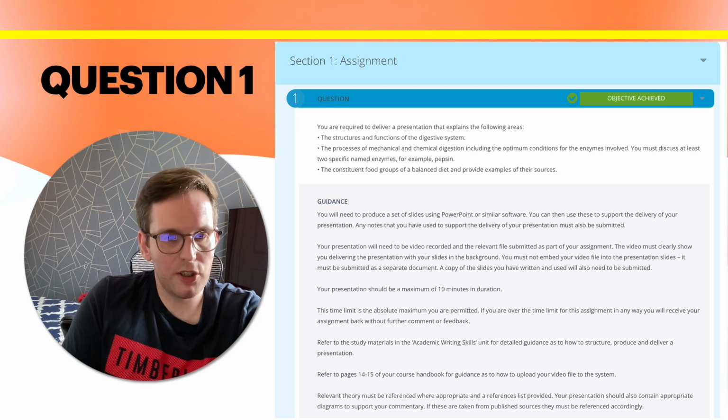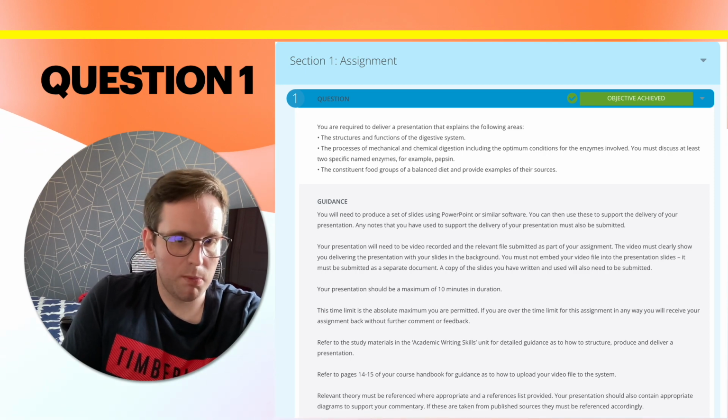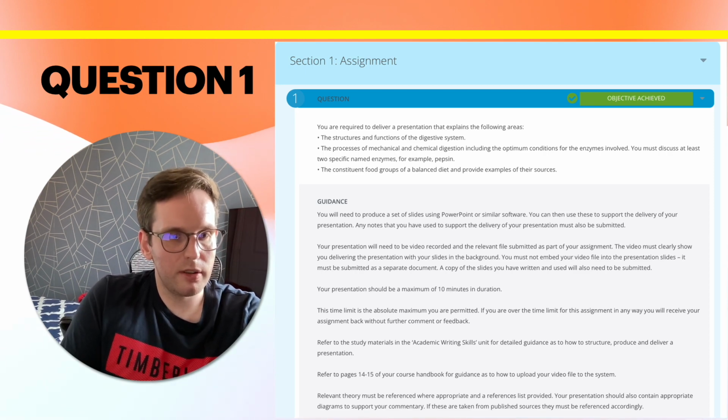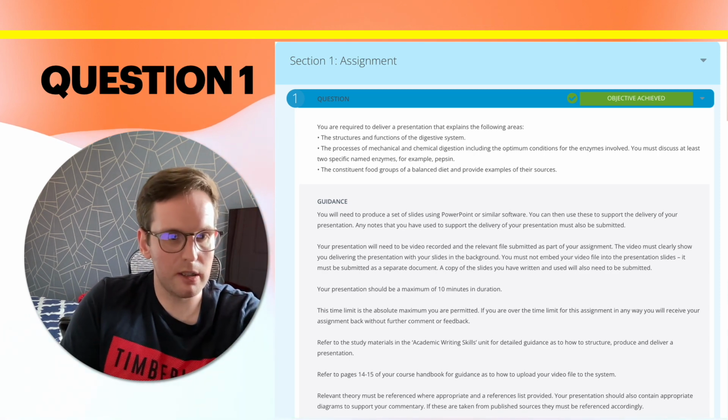The video must clearly show you delivering the presentation, and you must not embed your files into the presentation, so it must be a live video showing you doing the presentation. You have a 10-minute duration, and that is the maximum that you're permitted. And again, any sources that you reference must be referenced in a reference list, and a bibliography must be provided.